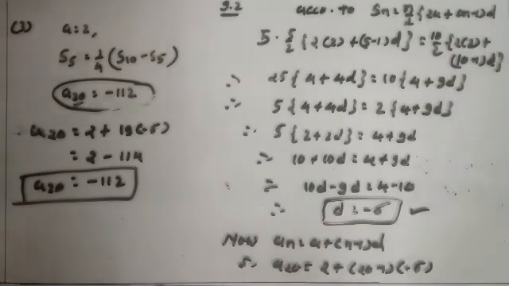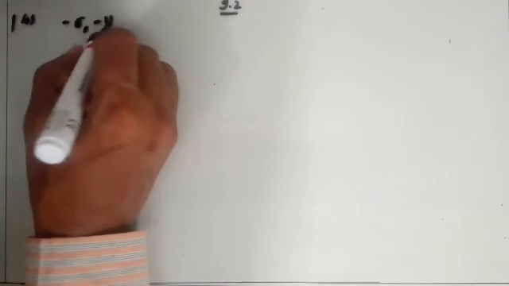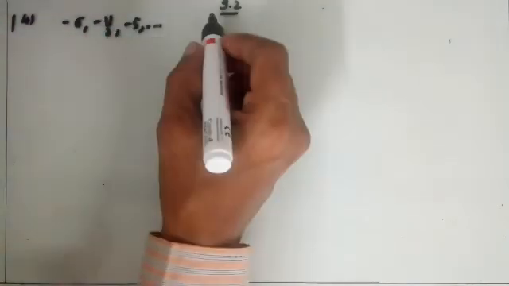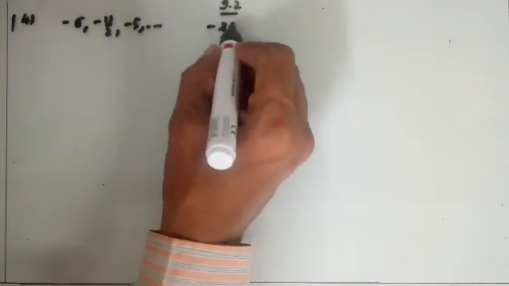Now question number 4. Question 4. How many terms of the AP minus 6, minus 11 upon 2, minus 5, are needed to give the sum minus 25?